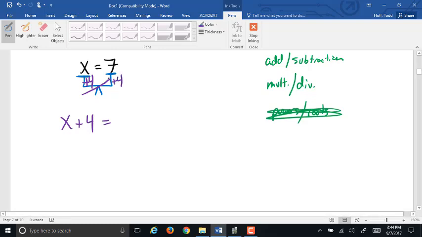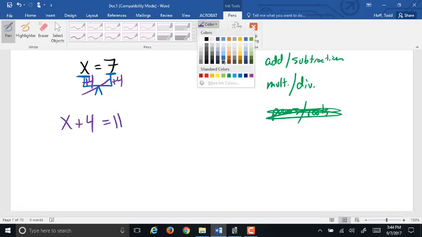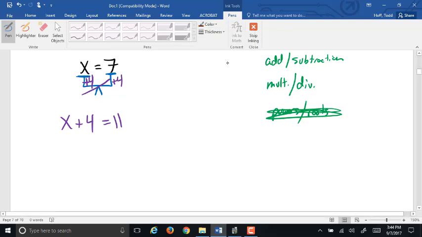Yeah, do the exact same thing to the other side. Add 4 to the other side. 7 plus 4 is 11. Perfect. So x plus 4 equals 11. So we have now built a more complex equation.